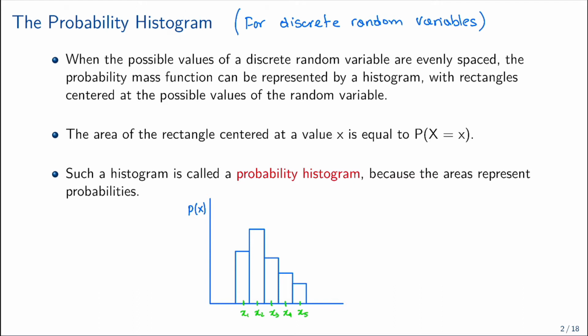The probability histogram for discrete random variables. When the possible values of a discrete random variable are evenly spaced, the probability mass function can be represented by a histogram with rectangles centered at the possible values of the random variable, as we can observe in this plot. The area of the rectangle centered at that value is equal to the probability of that random variable. Such a histogram is called a probability histogram because the areas represent probabilities.